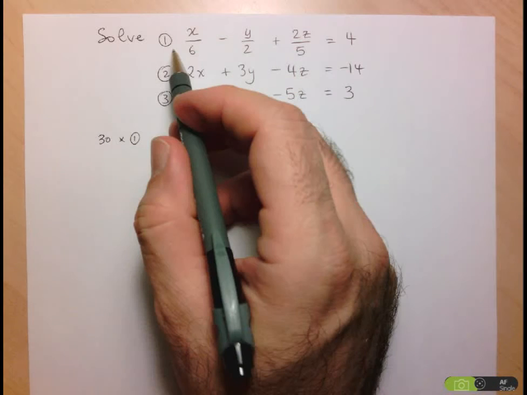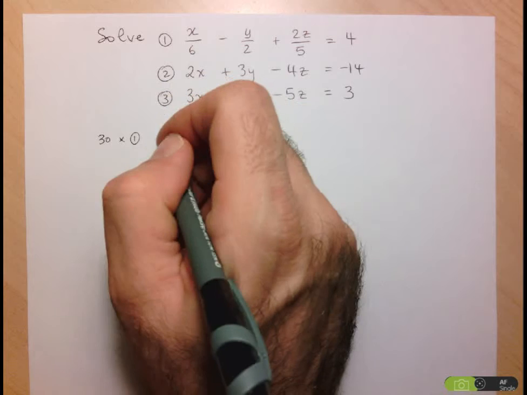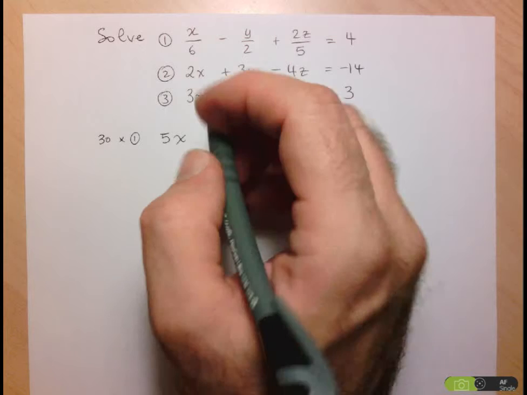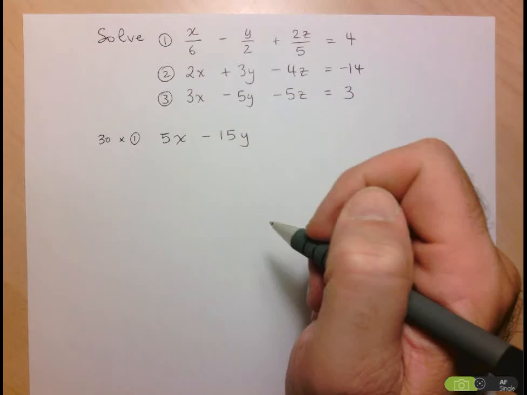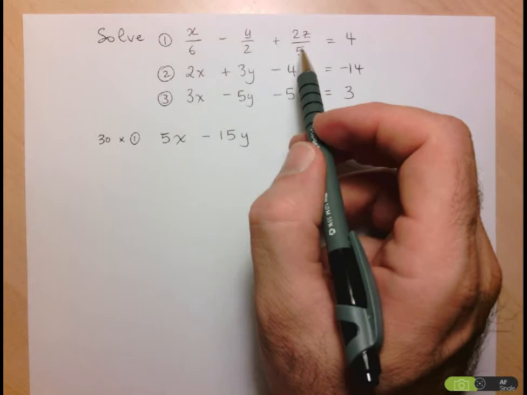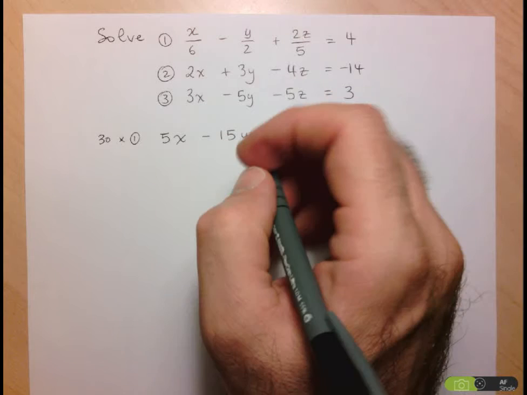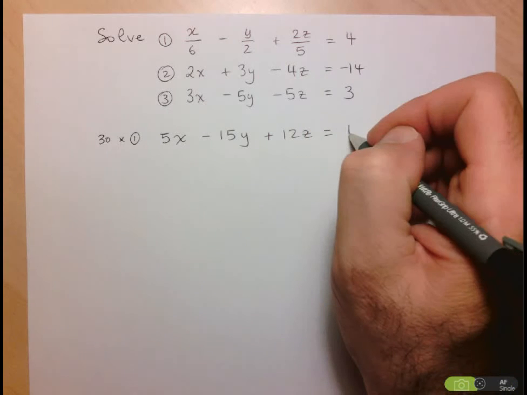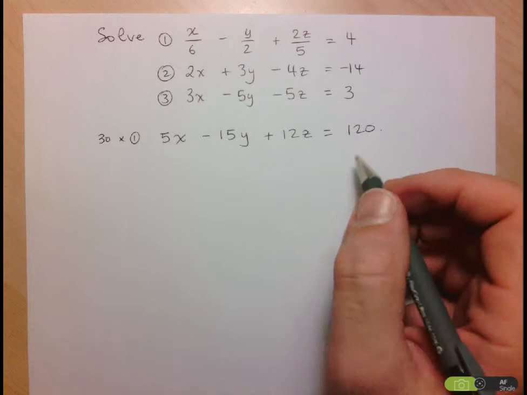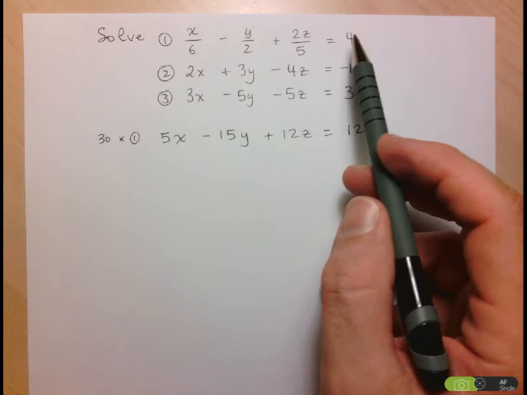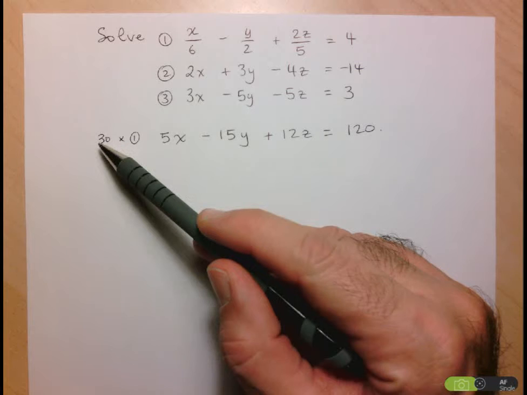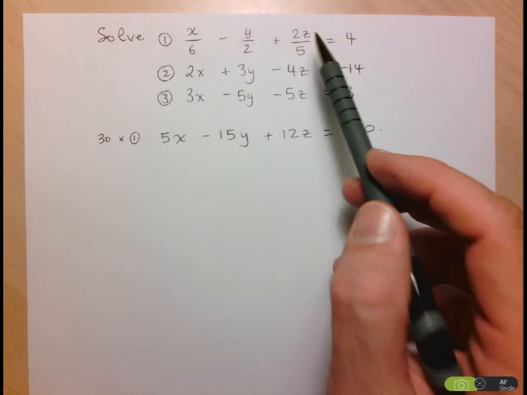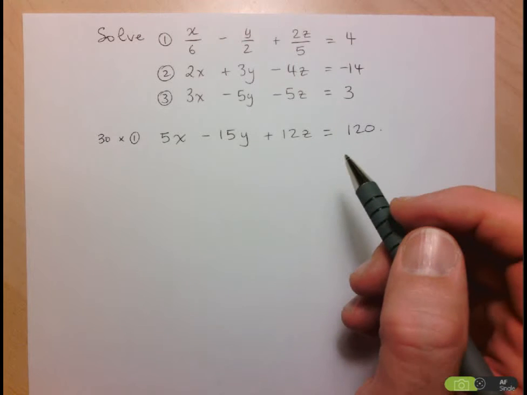Okay, so 30 times the first term, 30 over 6 is 5, so I'm left with 5x. Then 30 times y over 2, so 30 over 2 is 15, so I'm left with negative 15y here. And then 30 divided by 5 is 6, times 2x is plus 12z, and then 30 divided by 4 is 120. So just a heads up here, a mistake that is sometimes made is to forget to multiply the lowest common multiple to all terms on each side of the equation. So please make sure that you're careful to do that if you're using this method.